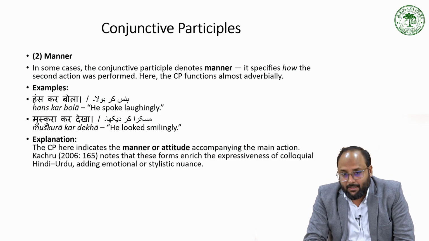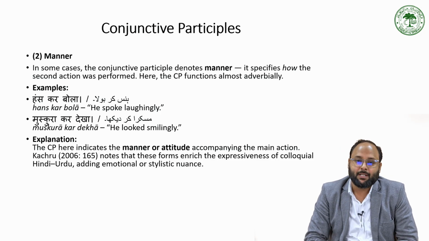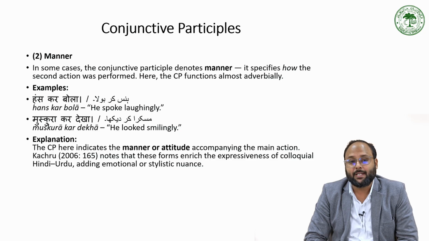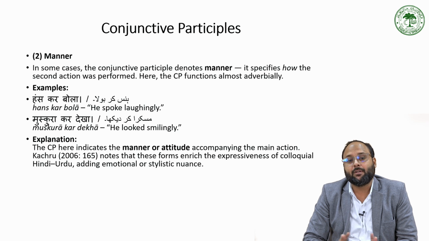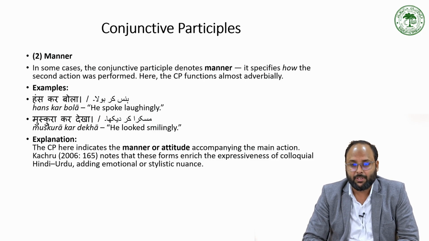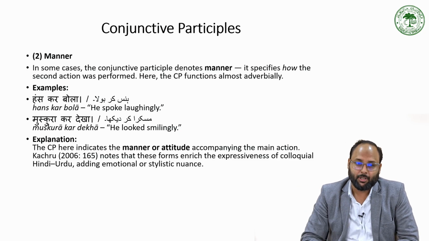The second function is manner. In some cases the conjunctive participle denotes manner, specifying how the second action was performed. Here the conjunctive participle functions almost adverbially, like हंस कर बोला, मुस्कुरा कर देखा. It indicates the manner or attitude accompanying the main action. Kachru notes that these forms enrich the expressiveness of colloquial Urdu-Hindi, adding emotional or stylistic nuances, like हंसकर बोला, मुस्कुरा कर देखा. This is an adverbial use of the conjunctive participle.